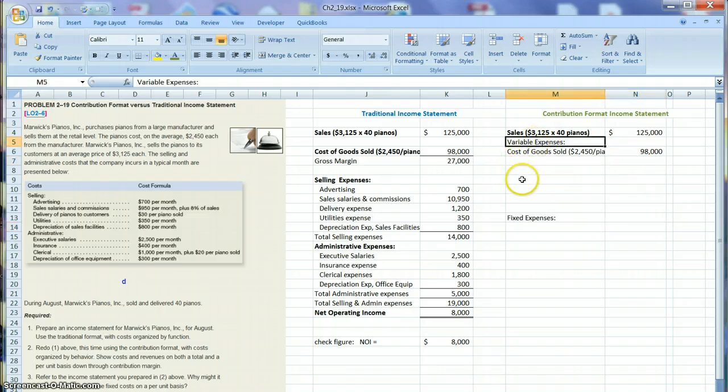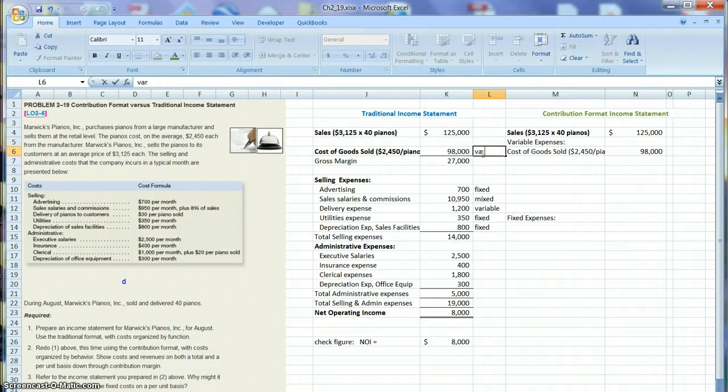Okay, but I need to identify all of my variable expenses. So I need to go back and consider whether each was fixed, mixed, or variable. Those are really my only 3 choices. So I'm going to go back in and identify these so that you can see where they end up on the other side. Executive salaries were fixed because, again, the word per month. Insurance was fixed. Clerical expenses had a combination, so I'm going to use the term mixed. And depreciation, again, was fixed.